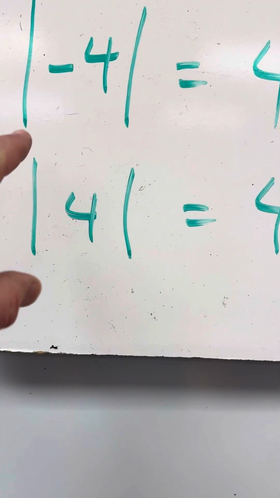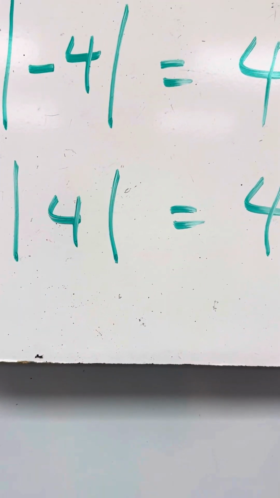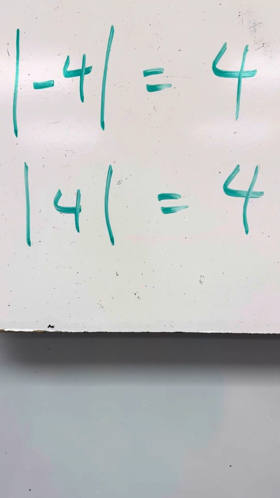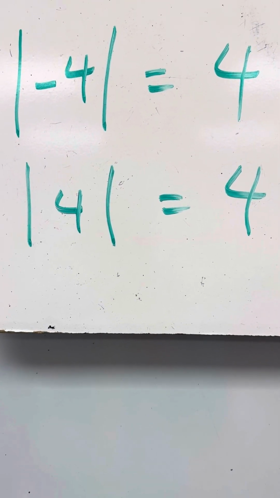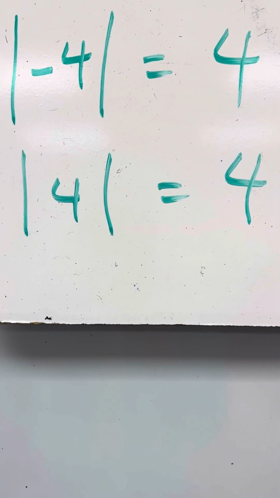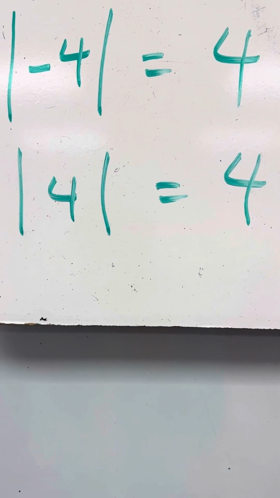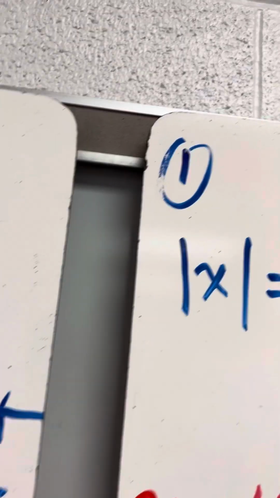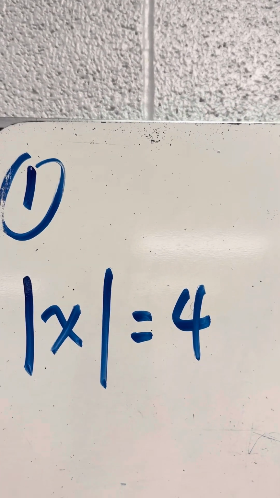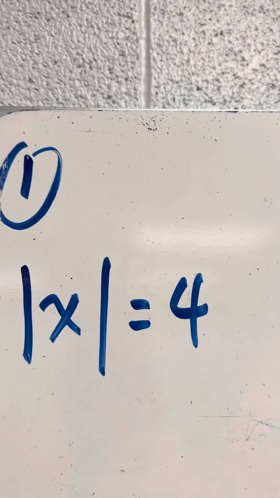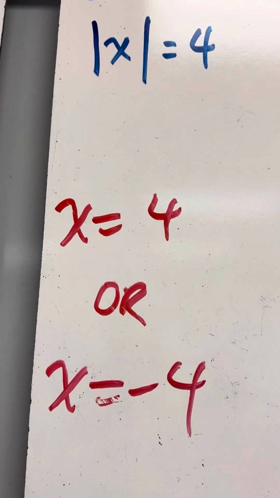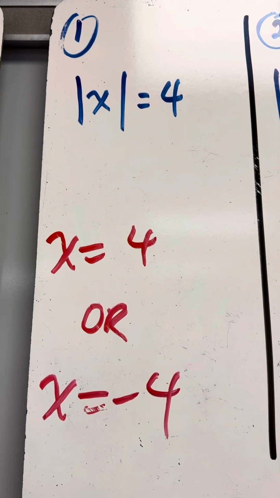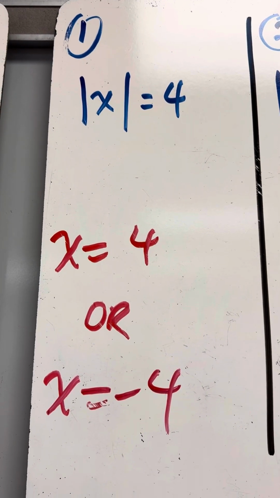These bars here stand for absolute value. Absolute value does not mean opposite. It's always positive, always. You're always going to get the positive value, okay? So if I say absolute value of x equals 4, that means x equals 4 or x equals negative 4. You're always going to have two answers in these problems, okay?